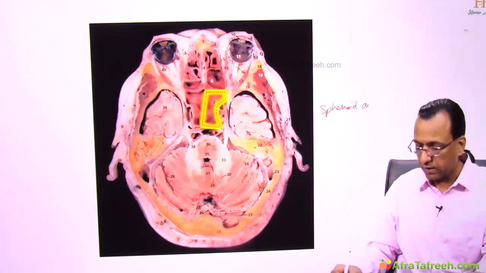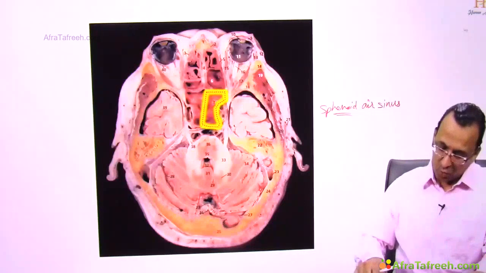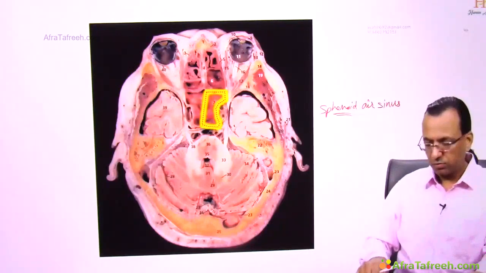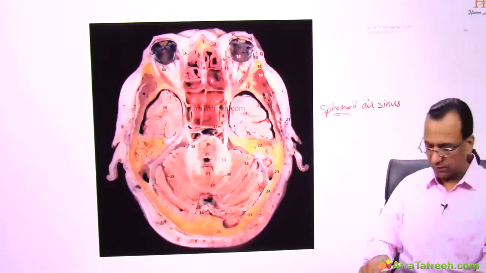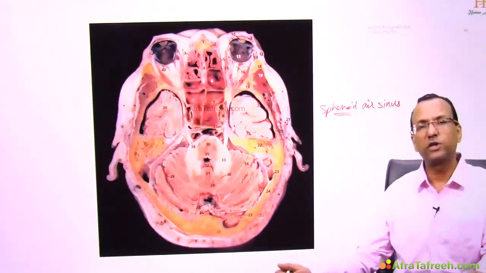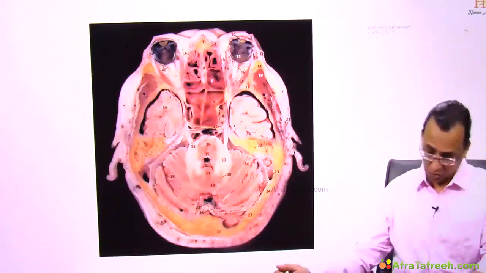What is this? This is the sphenoid air sinus. If you say this is the sphenoid air sinus, then is the sphenoid bone also a pneumatic bone? Yes, this is the right half of the bone, this is the left half of the bone, and this is the sphenoid bone, which is a pneumatic bone filled with air.